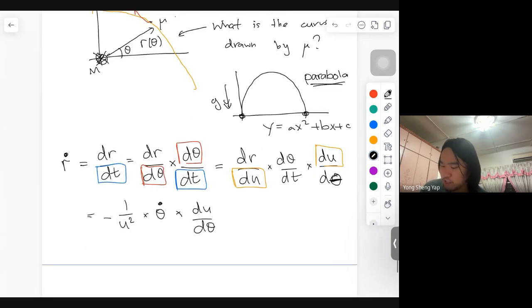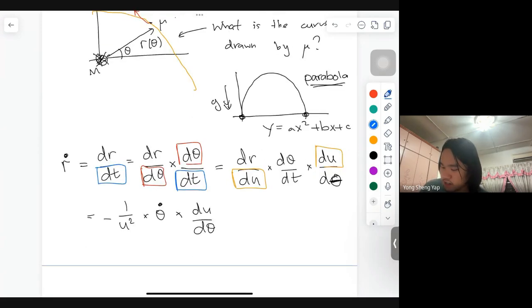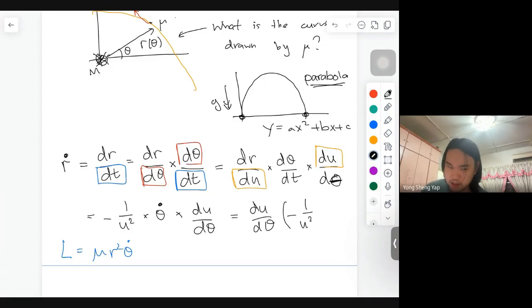But remember that we know what theta dot is, because the angular momentum L is mu r squared theta dot. We can replace theta dot with L over mu r squared. And this basically gives us that r dot is du/d theta multiplied by negative u squared, times L divided by mu r squared.